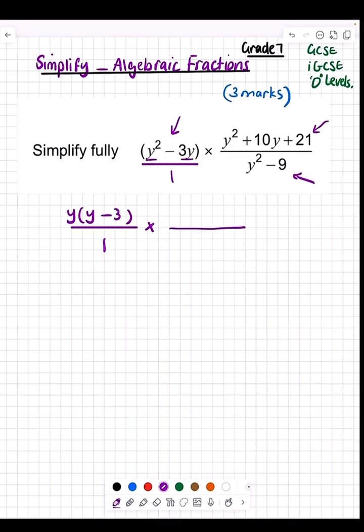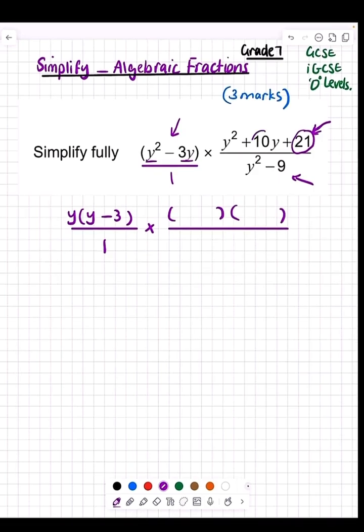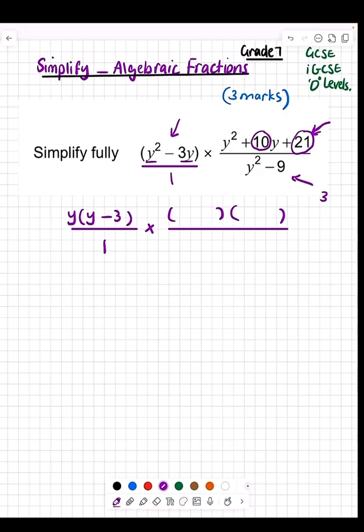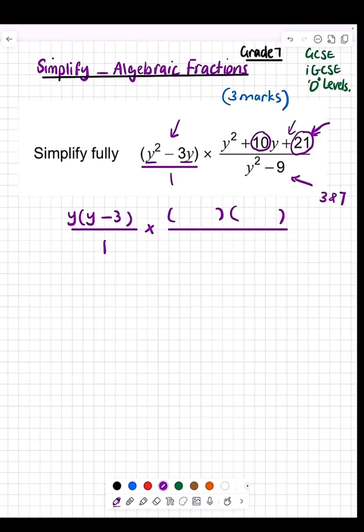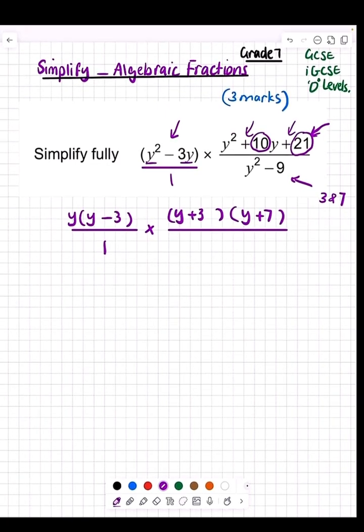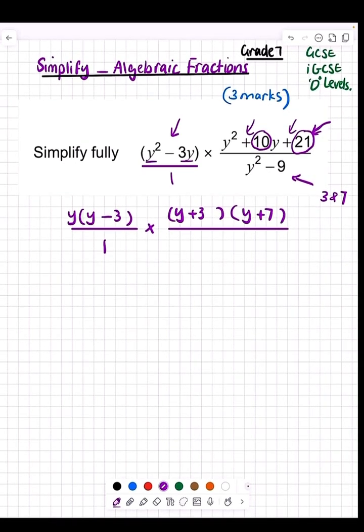Now the second fraction, okay, we have a quadratic at the top. So that means this can go into two brackets. And the two brackets would be now 21. So if you think of two numbers that multiply to give you 21 and then add to give you 10, these are 7 and 3. Okay, now they're both positive because we got positive signs here. So this will be y plus 3 and y plus 7. That would make y squared plus 10y plus 21.